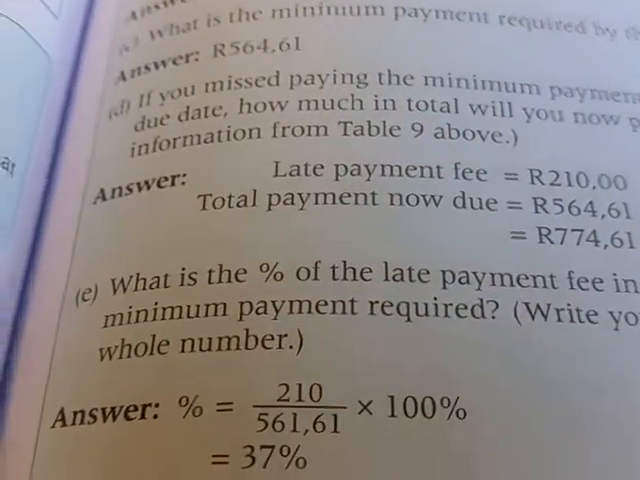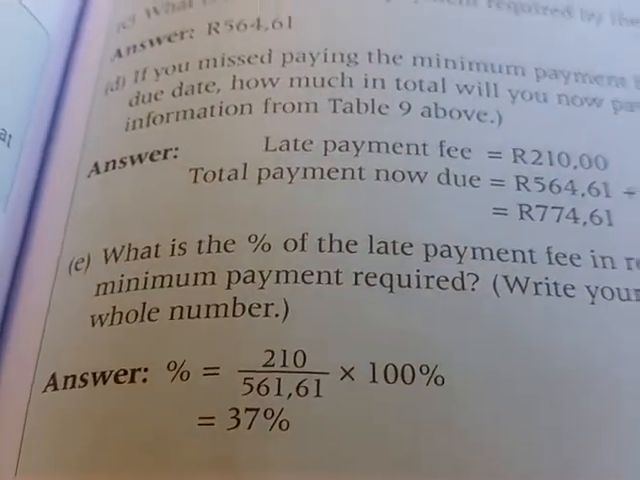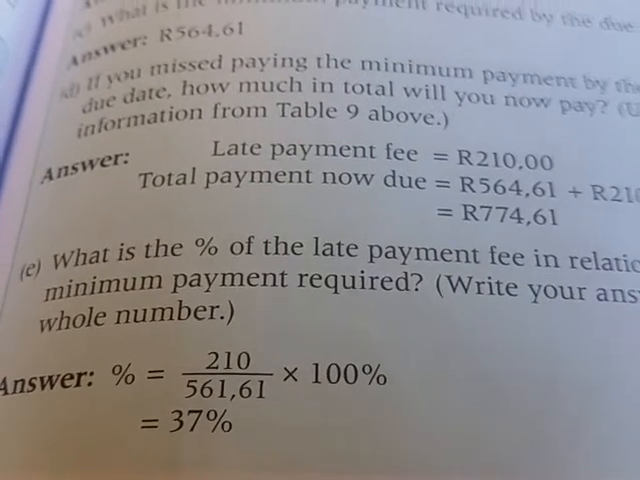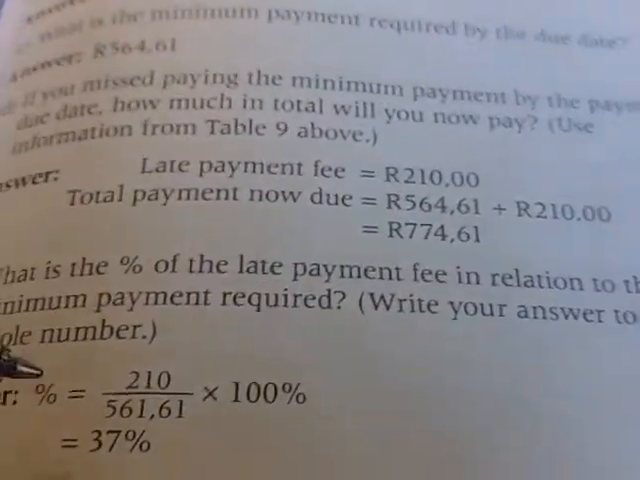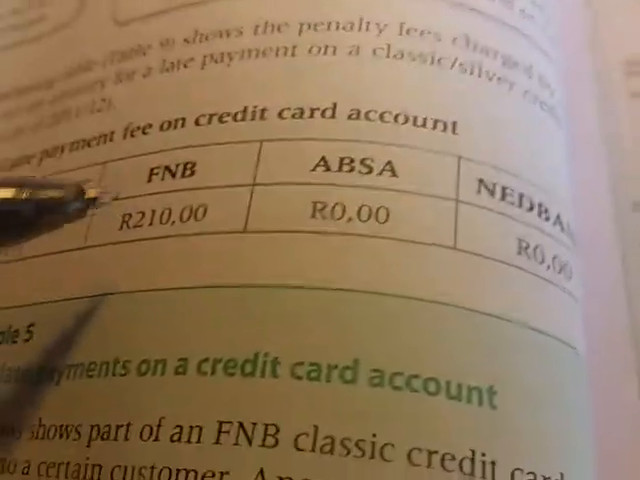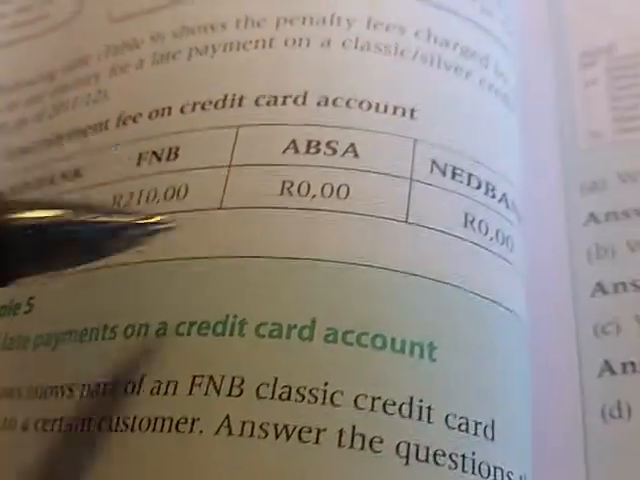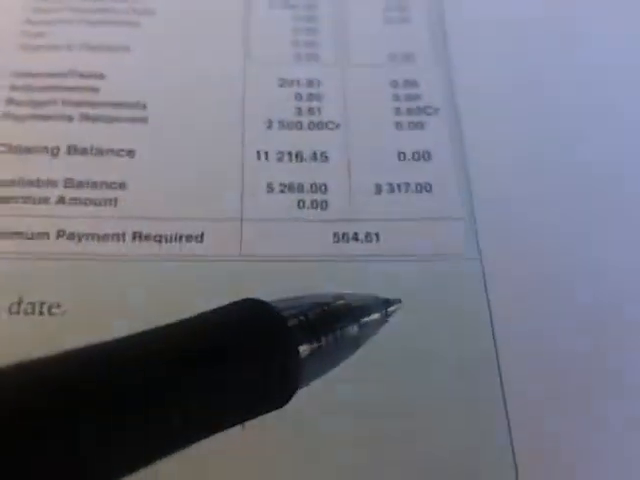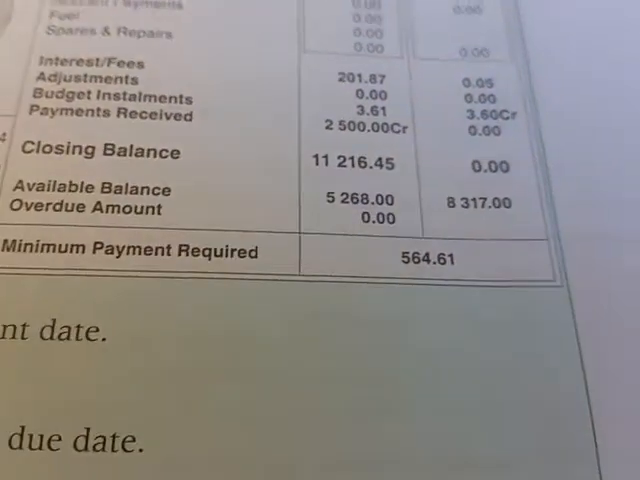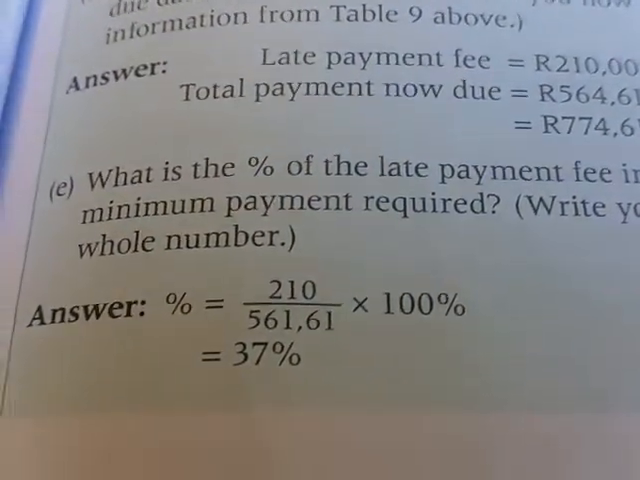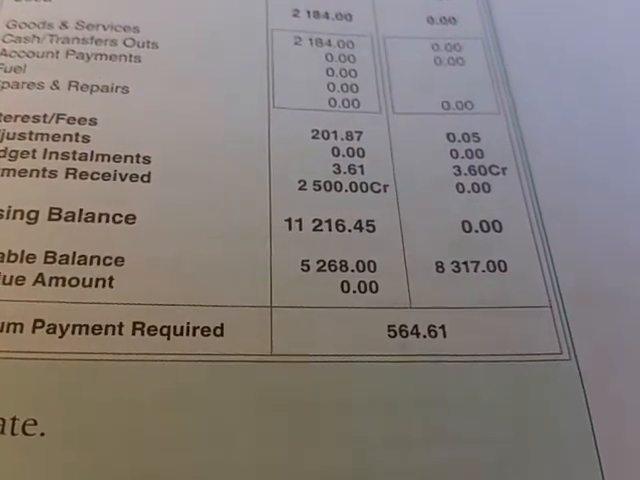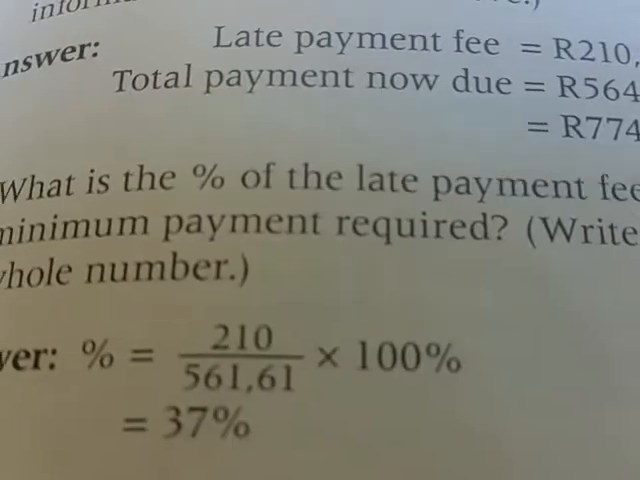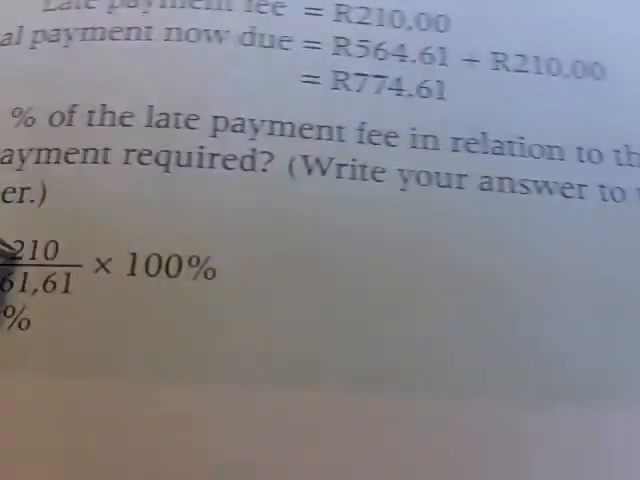And then finally, there is one more. What is the percentage of the late payment fee in relation to the initial minimum payment required? So we're figuring out the percentage of that 210, which was the late payment fee, so it'll be 210 over that. Okay, I could see that a small mistake was made. That says 564 and they put 561 over there. That should be 564.